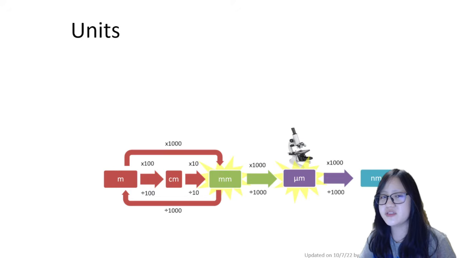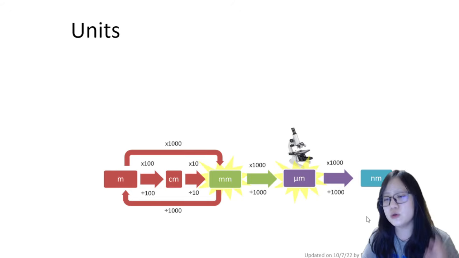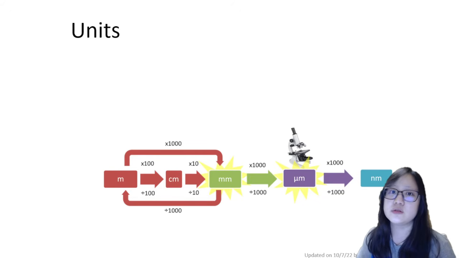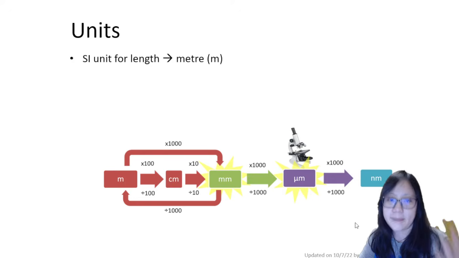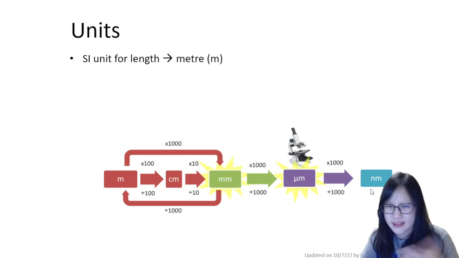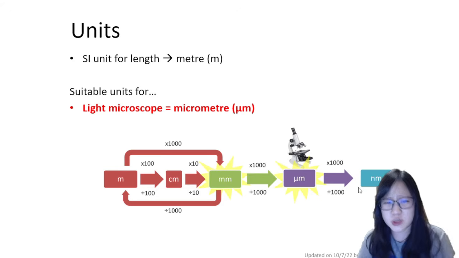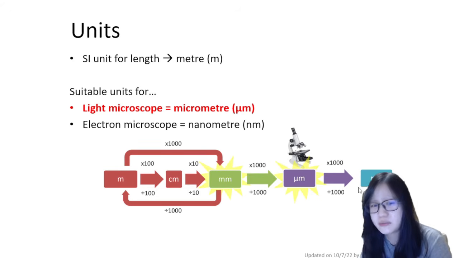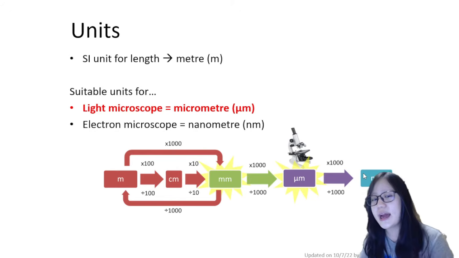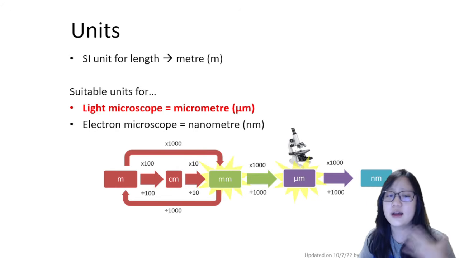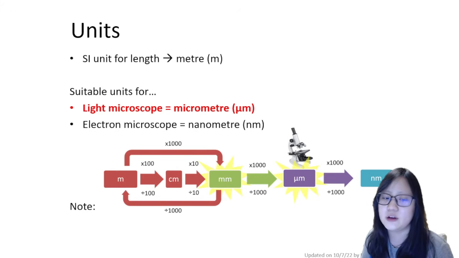In the previous video, I mentioned that if it's a light microscope that we're dealing with, we will usually express the actual size of objects in micrometer. The SI unit is meter. Suitable units for light microscope is micrometer. And in a rare case where they ask you to figure out the actual size of something under the electron microscope, that should be in nanometer.